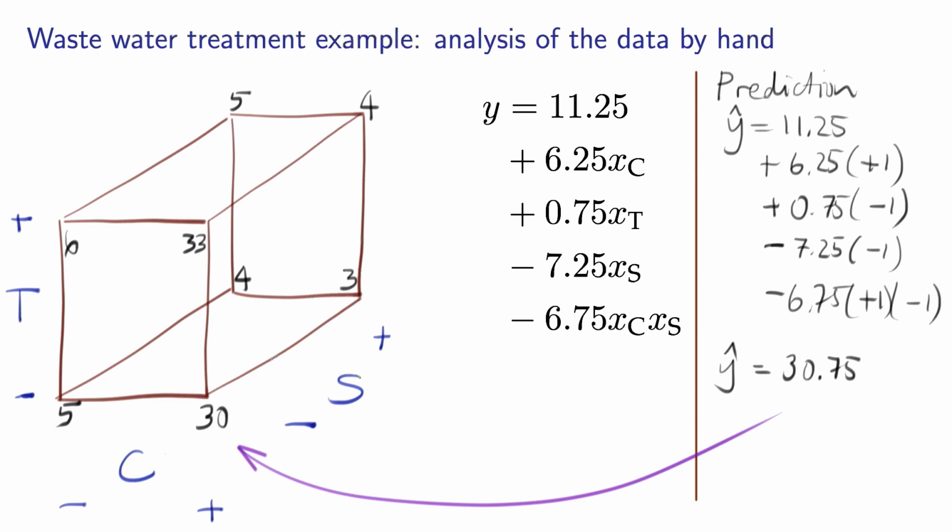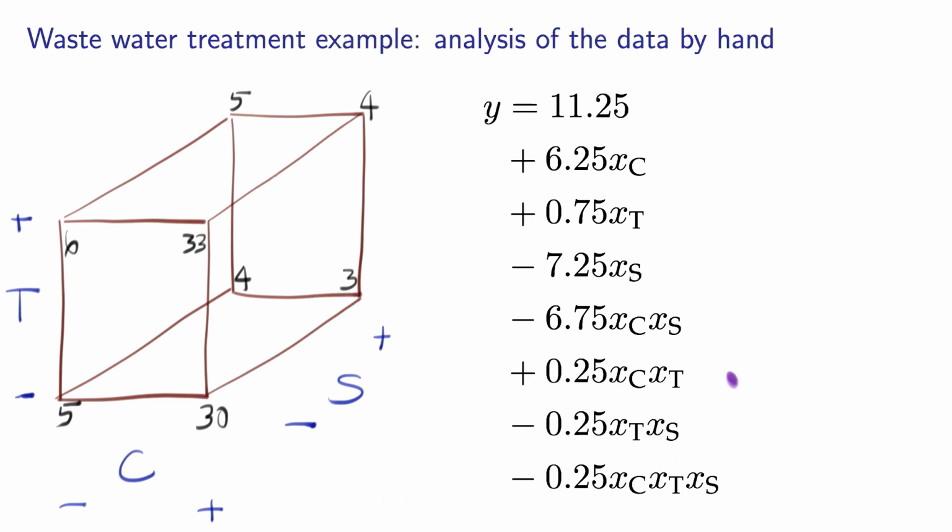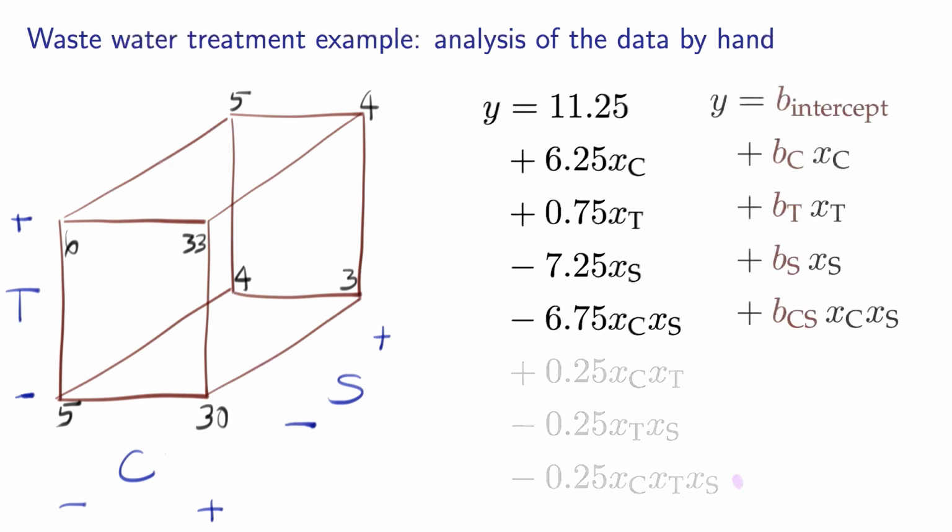We could also calculate CT interactions and TS interactions. I've only shown you for CS interactions. In fact, there's even a three-factor interaction, a CTS interaction. But all of this gets very tedious and error-prone. Coming up in the next module, we can't wait to show you some computerized shortcuts that will take care of all of this work for you.